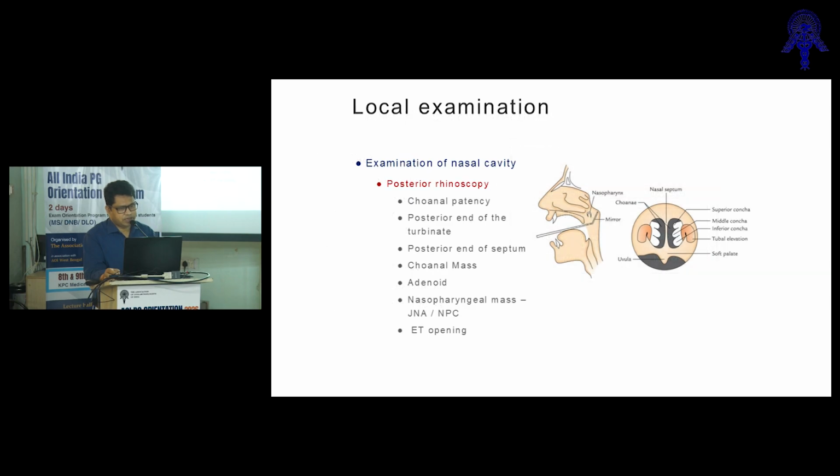Now come to the local examination, which is continuing examination of the nasal cavity, posterior rhinoscopy. So what are the structures you should find? Choanal patency, posterior turbinate. In this case there is a blockage of the nasopharynx. A nasopharyngeal mass is often found in the posterior rhinoscopy. Whether the ET tube is functioning or not should also be examined.